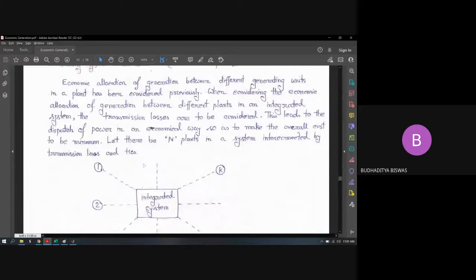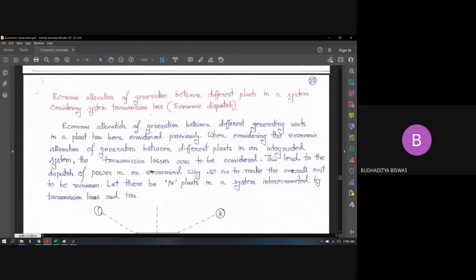Okay. So come to another thing. I just want to start it here. I'm not able to complete this today because only 15 minutes are left. So today we are doing our practical problem, the actual practical problem. This is called the economic allocation of generation between different plants in the system, considering system transmission loss. This is also called the economic load dispatch.